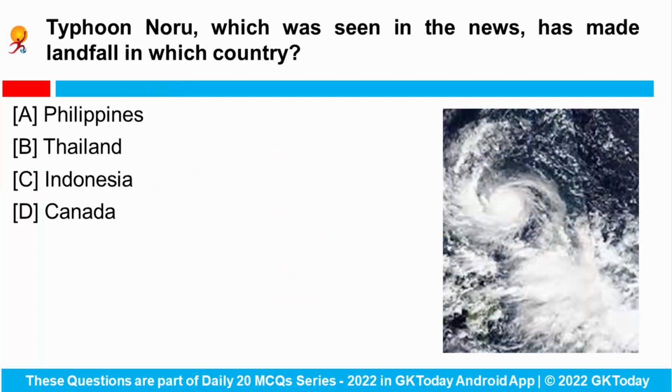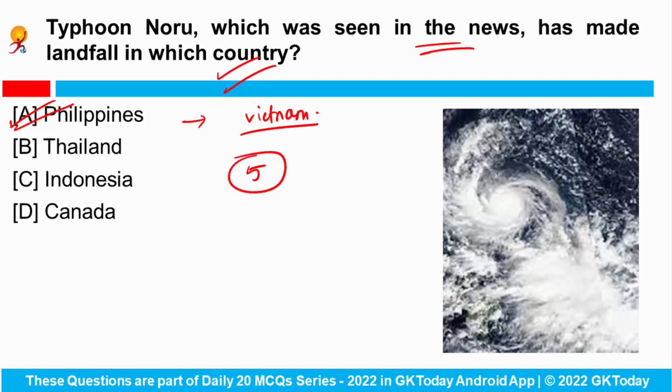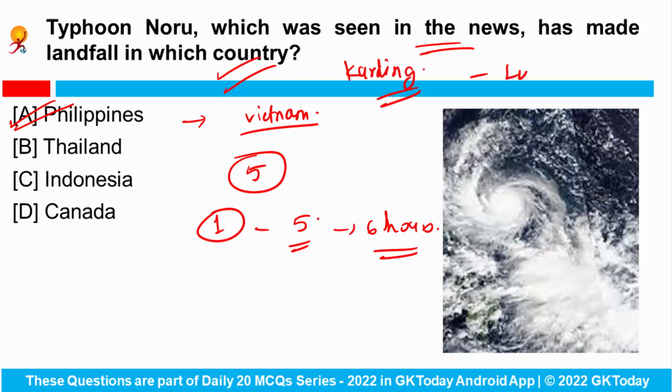Next is Typhoon Noru, which was seen in the news recently, has made landfall in which country? So Typhoon Noru has made landfall in many places across the country Philippines, and now it has headed towards the country Vietnam. As many as 5 rescue workers were killed in the typhoon, and this typhoon gathered power quickly from category 1 to category 5 in just 6 hours before the landfall. This typhoon, which is locally known as Typhoon Carding, blasted the island of Luzon.